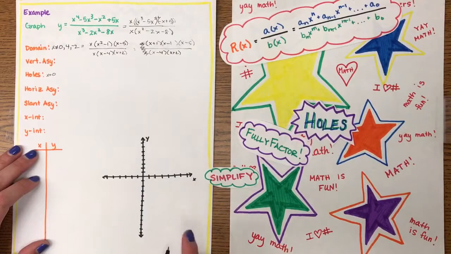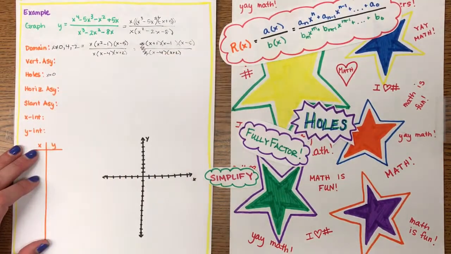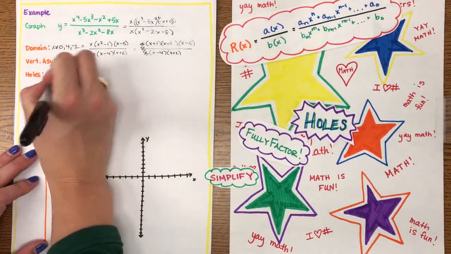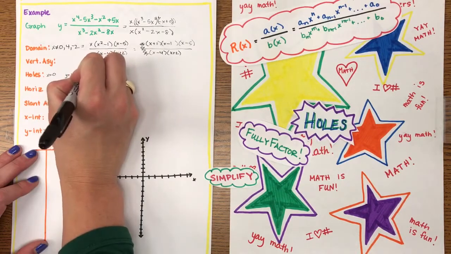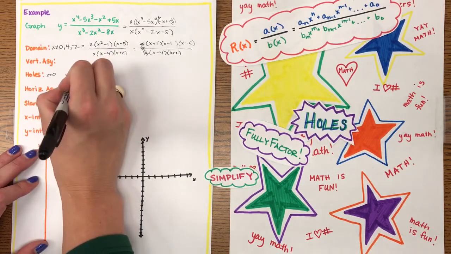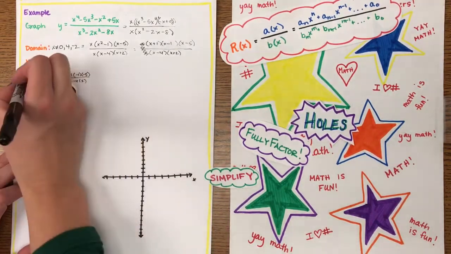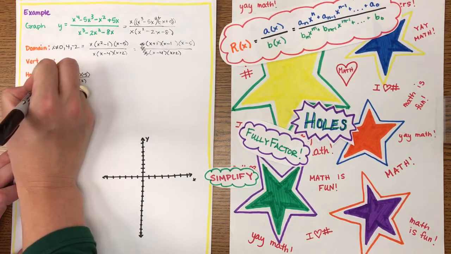And to find the ordered pair of that, I am going to plug 0 into my simplified equation. So when I plug 0 into this simplified equation, I am going to get 1 times negative 1 times negative 5 over negative 4 times 2, which is positive 5 over negative 8. So I have a hole at the point 0, negative 5 eighths.